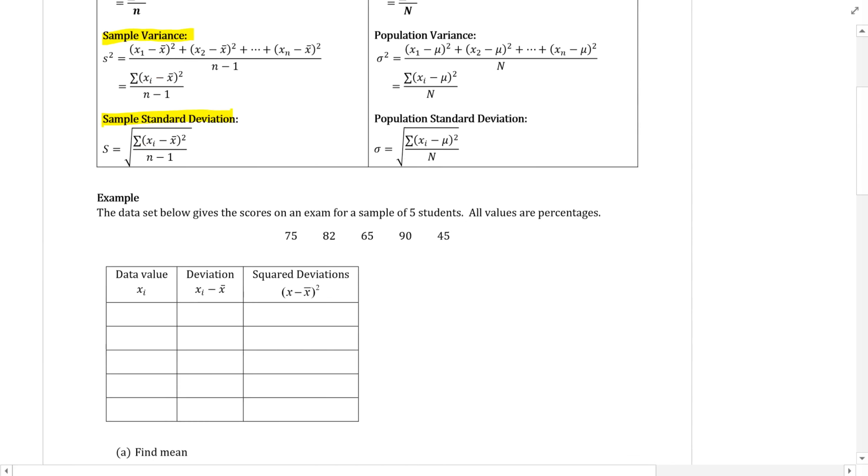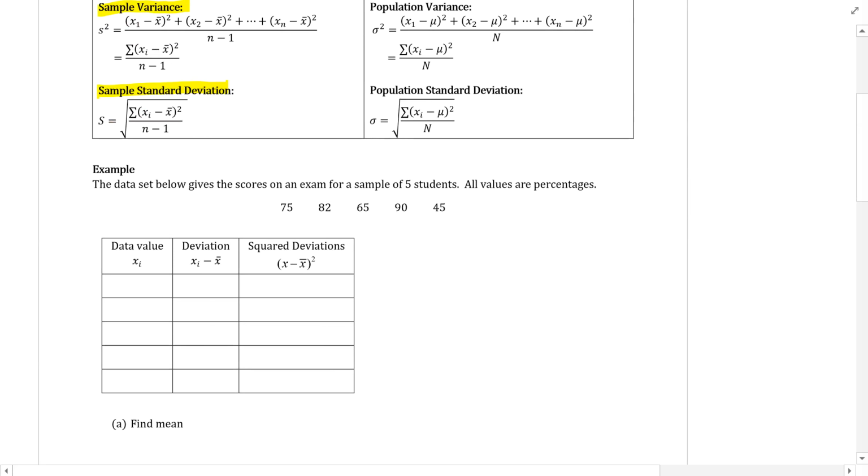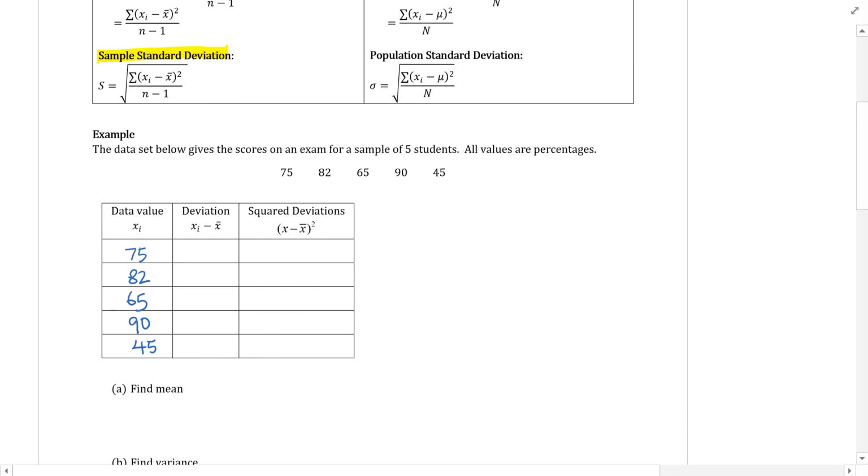Now, first thing, the xi are my data set. So x1 is 75, the first number in my data set. x2 is 82, x3 is 65, x4 is 90, and x5 is 45. Okay, so this is my xi. To find the mean, I need a summation of all the x's together, meaning I add them up.